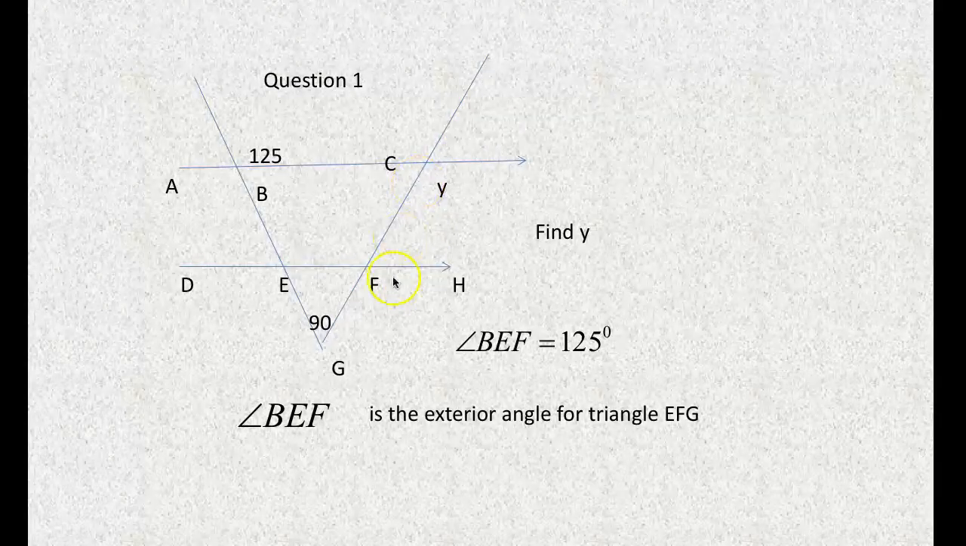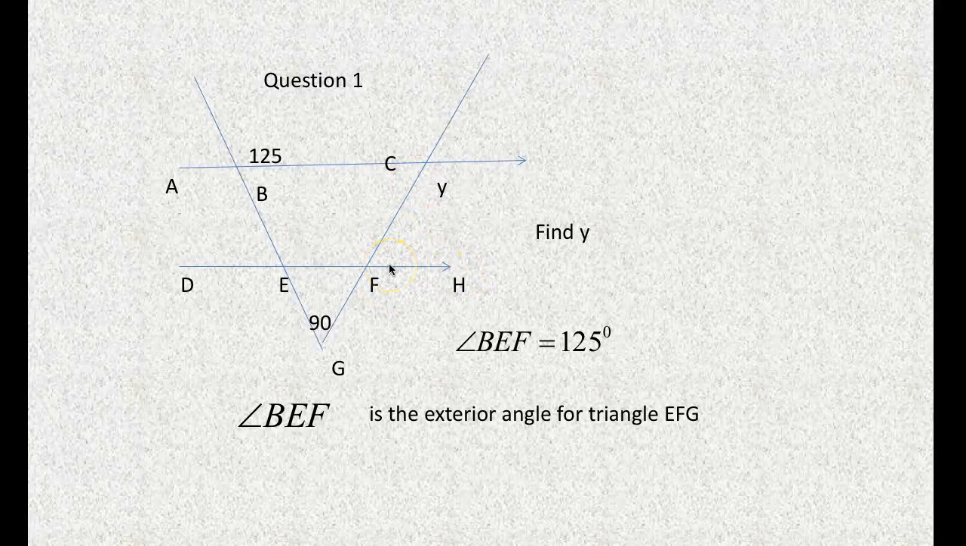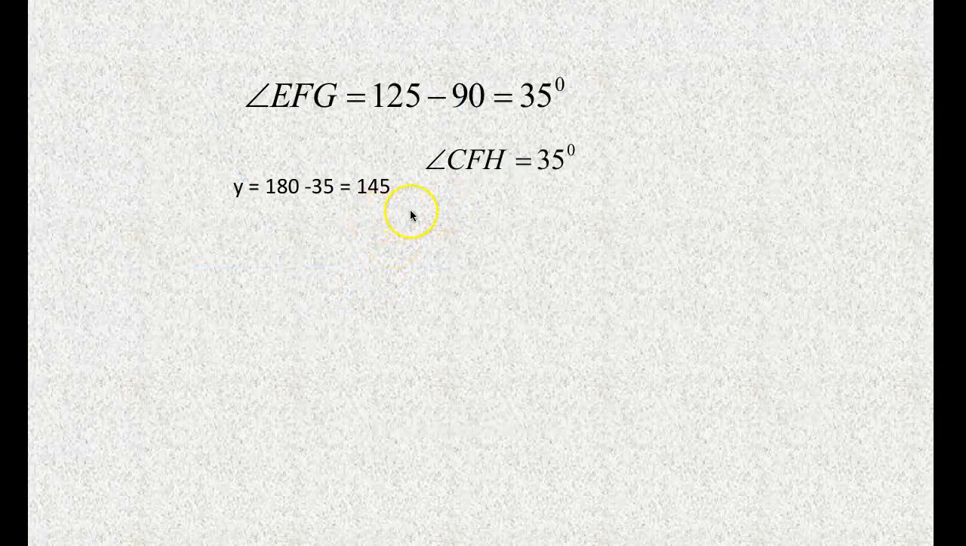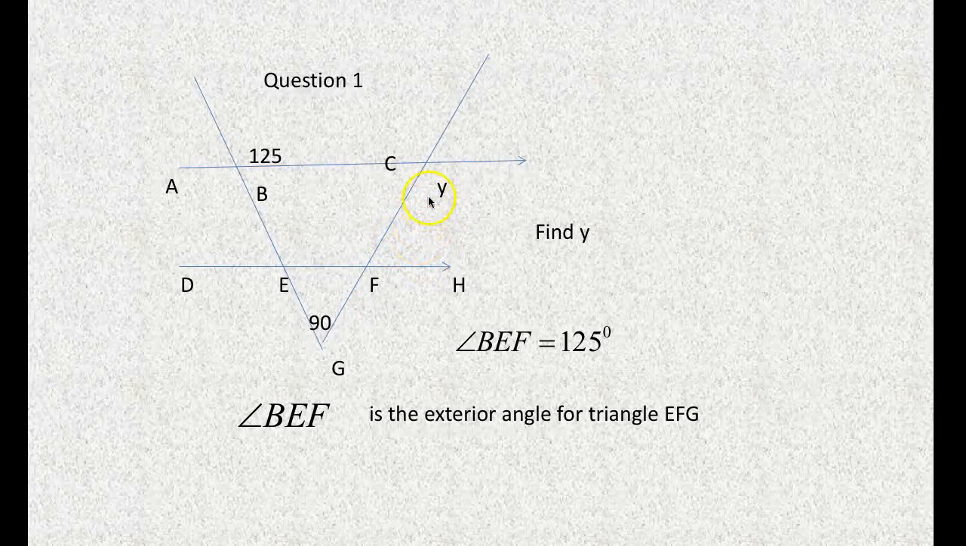Now angle CFH would again be 35 degrees because they are vertically opposite angles, and y would be 180 minus 35, which is 145, because y and angle CFH are allied angles and the sum of allied angles is 180 degrees.